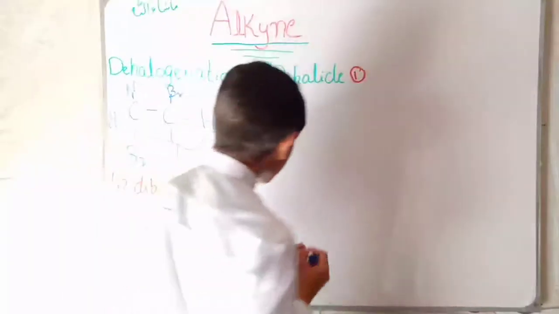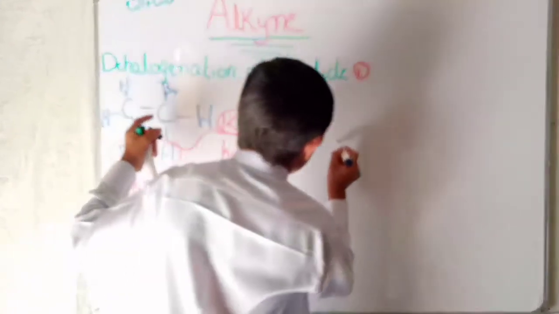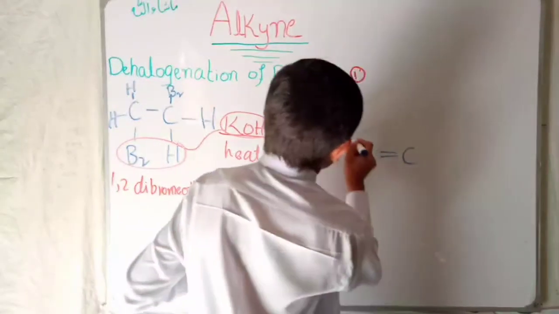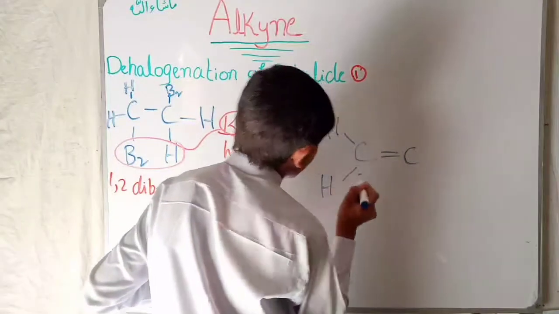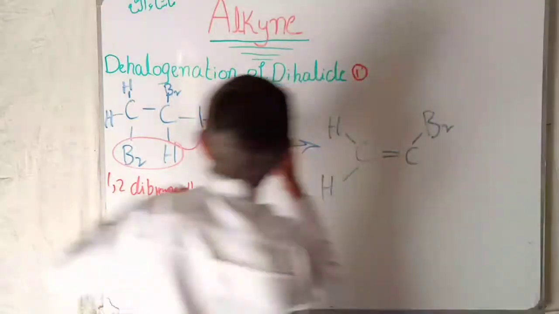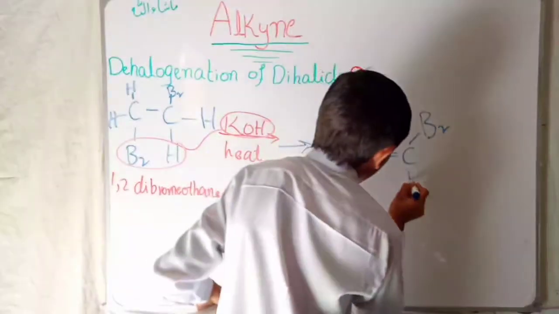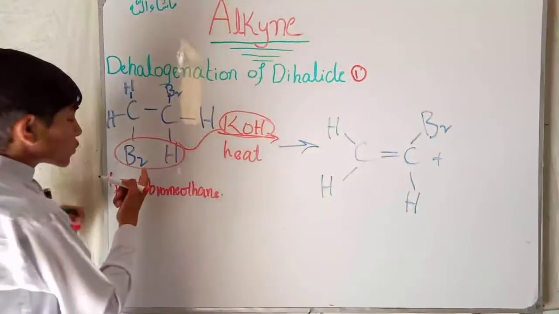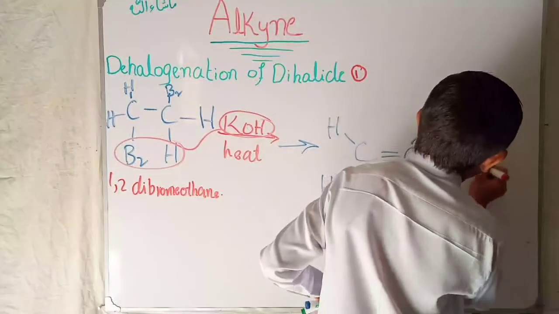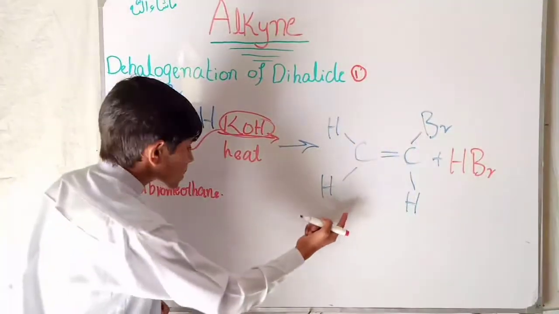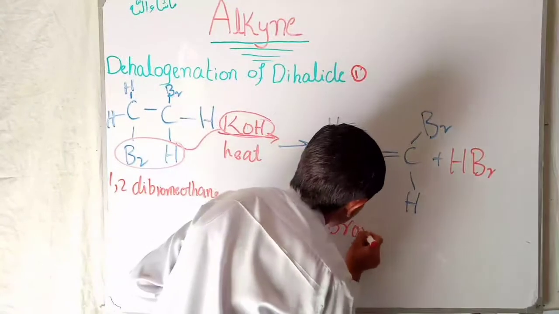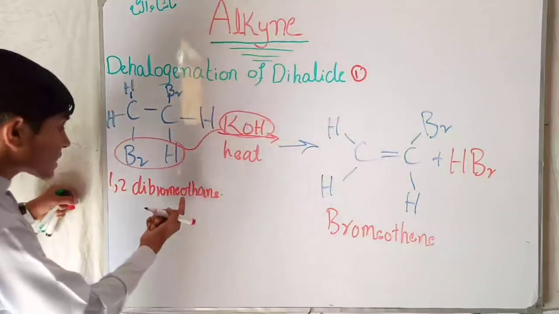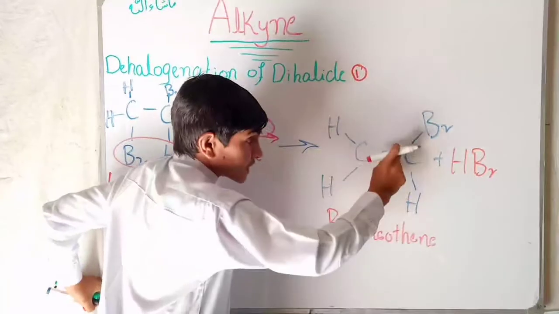So we will take one carbon double bonded to another carbon, and there are hydrogens on them, while one bromine is removed. One hydrogen bromide is given off as a by-product. Now this is called bromoethene. Ethane is saturated, while this is called ethene because there is a double bond.